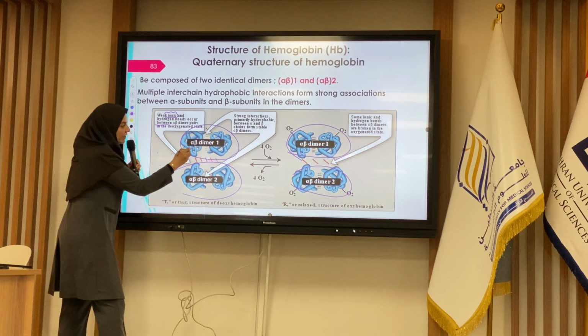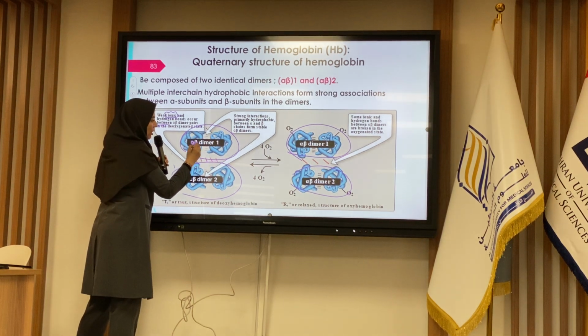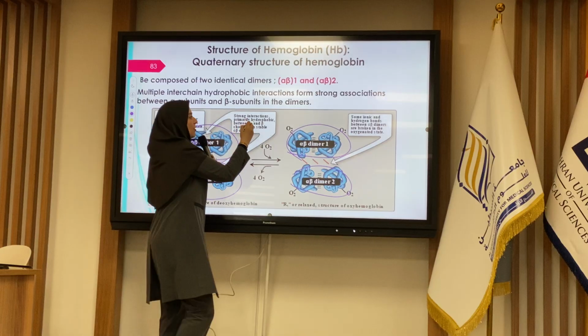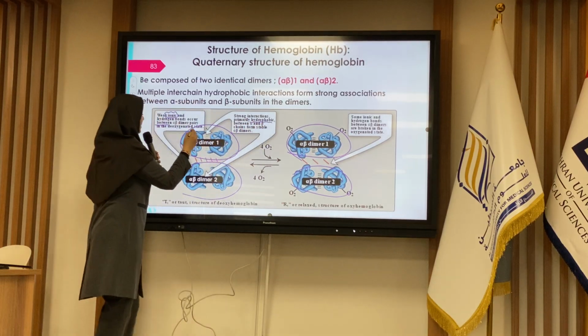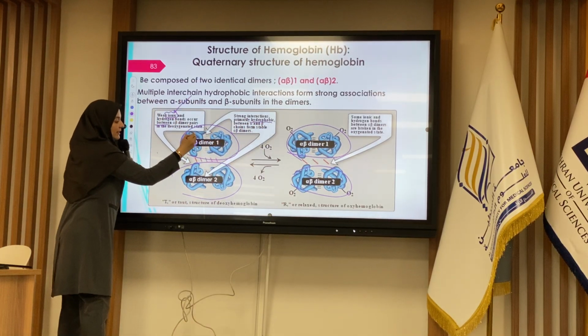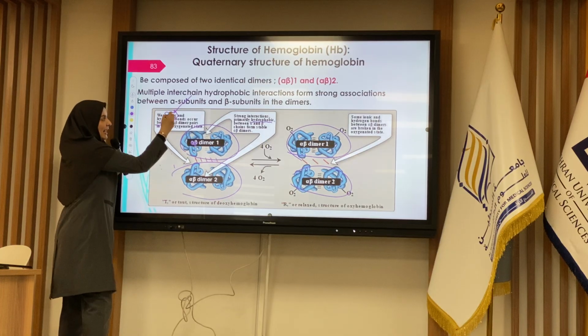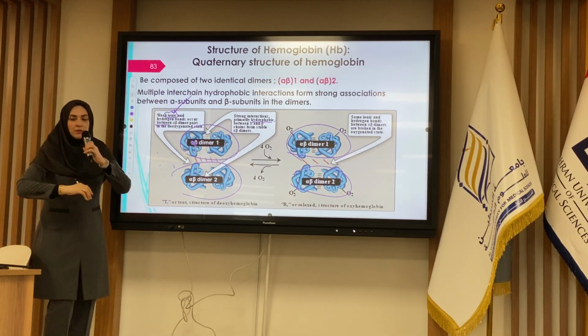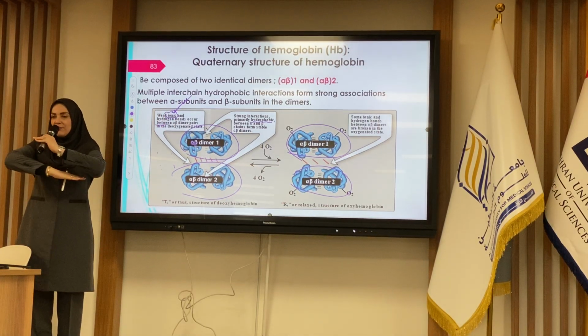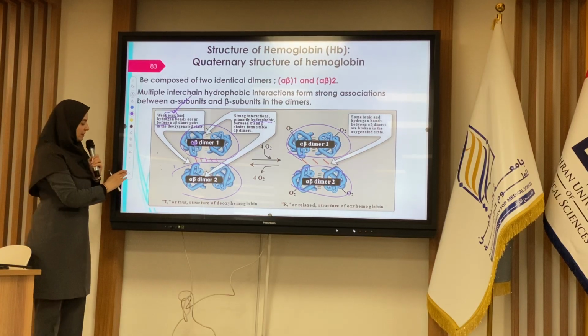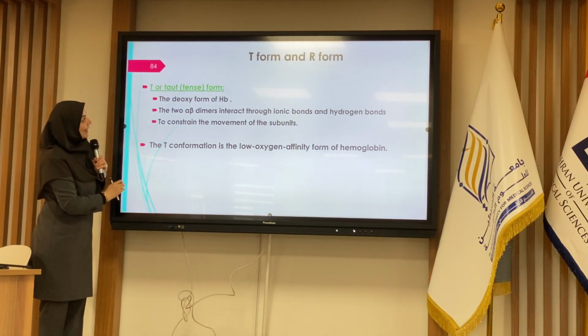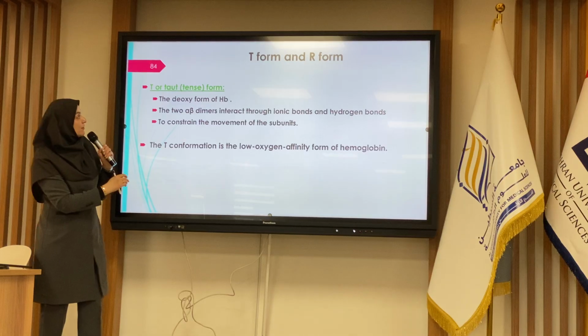But inside the dimer, for example between alpha and beta, you have some hydrophobic interaction. But what is important for me? Between dimers, especially ionic bonds, I mean between positive and negative charge. We talk about this point. And these are two forms, as I mentioned.